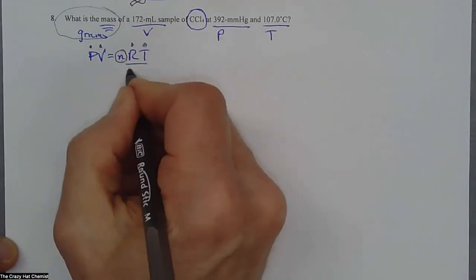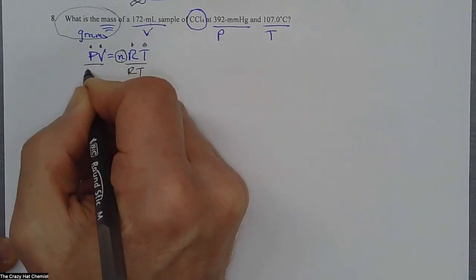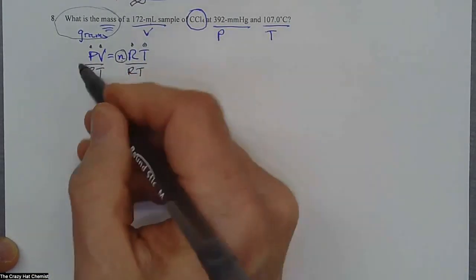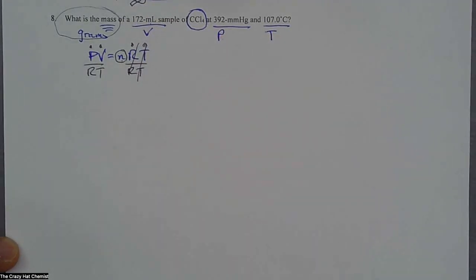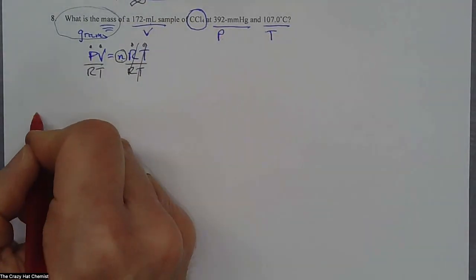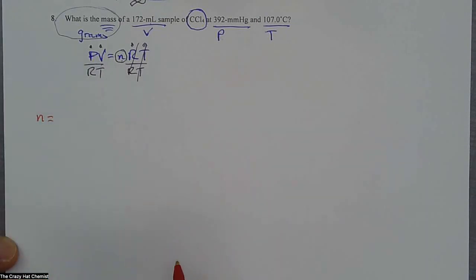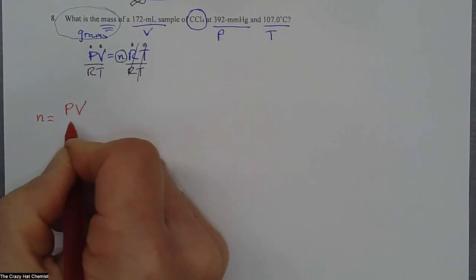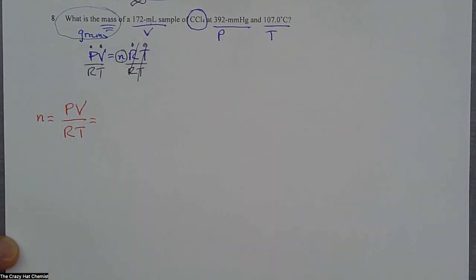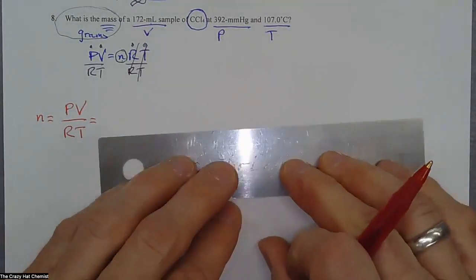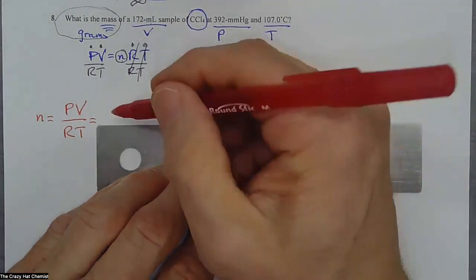So what we're going to do is solve for the n, which is the number of moles, rearranging the ideal gas equation, dividing both sides by RT. So I'm going to have n is equal to PV over RT. Okay. So I'm going to set this up here, just like I set up the last problem.